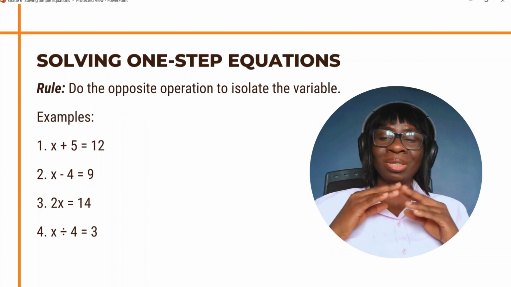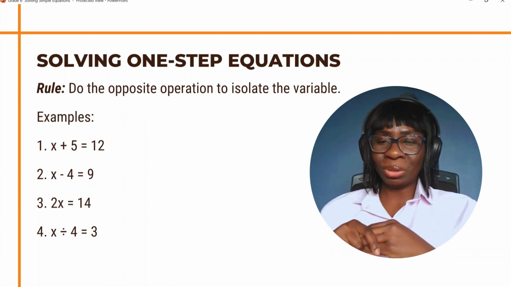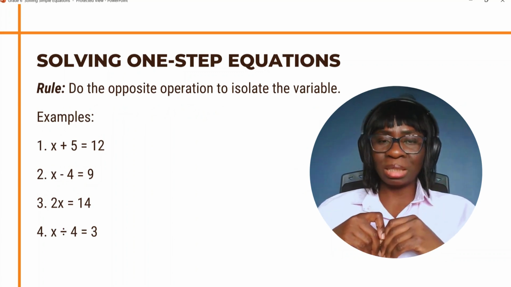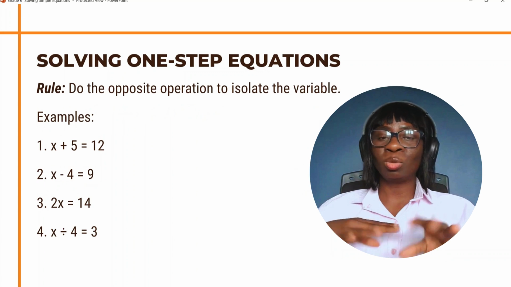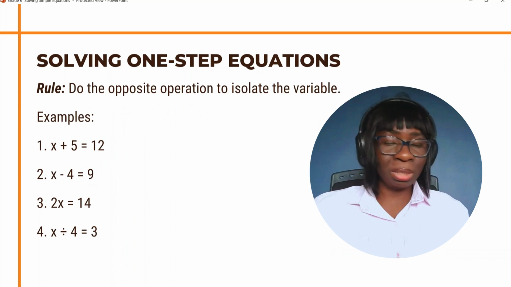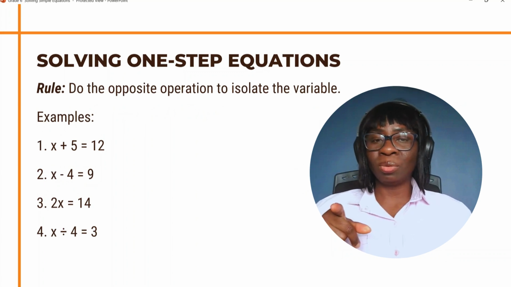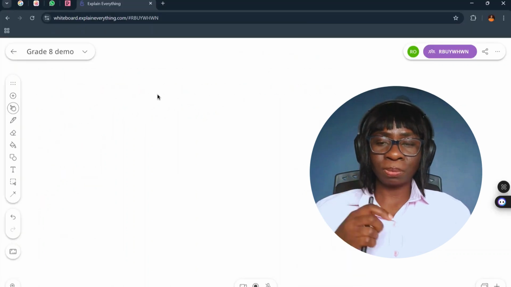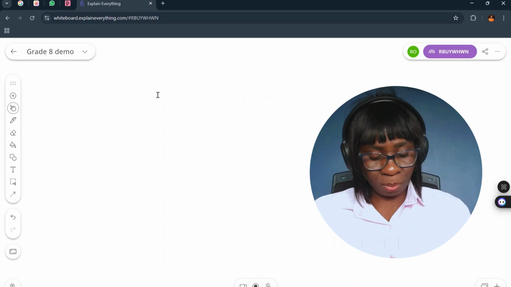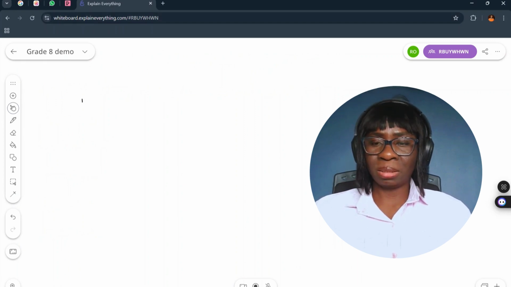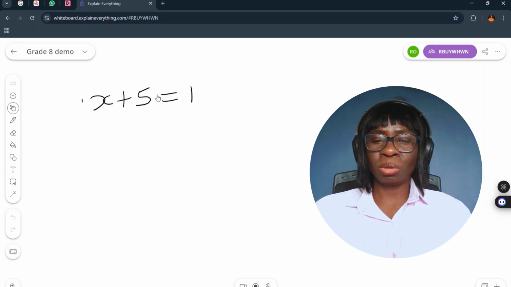So now let's solve one step equations. The rule of solving one-step equations is that you will do the opposite operation to isolate the variables. Now let's use our board. Let's go to the board. The first equation says x plus 5 equals 12. So we have x plus 5 equals 12.